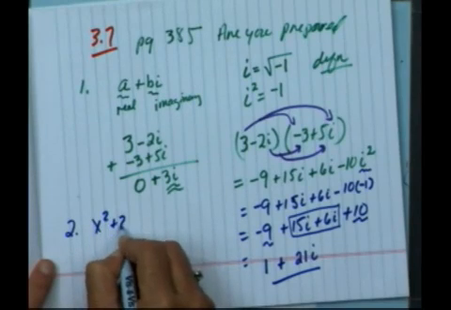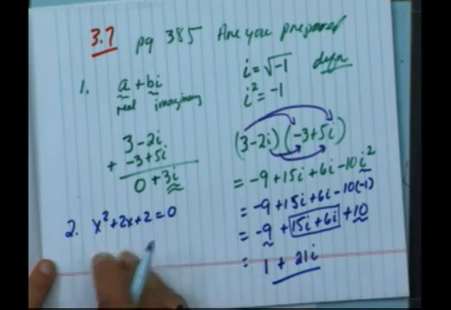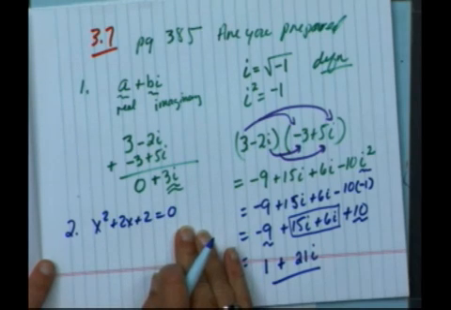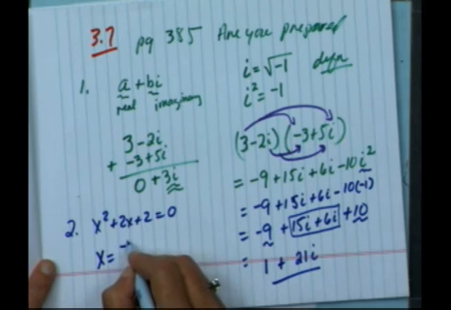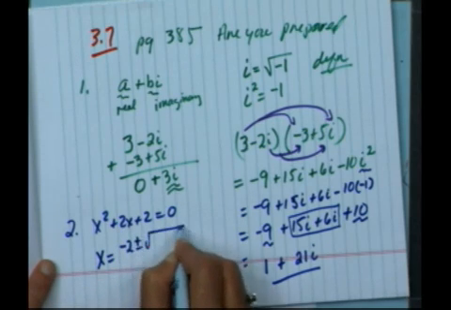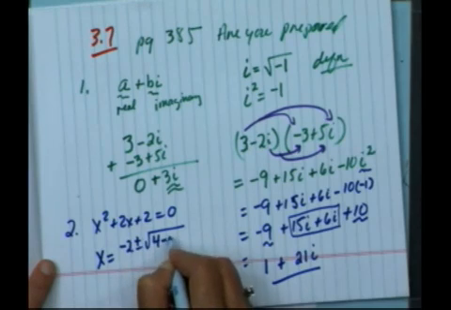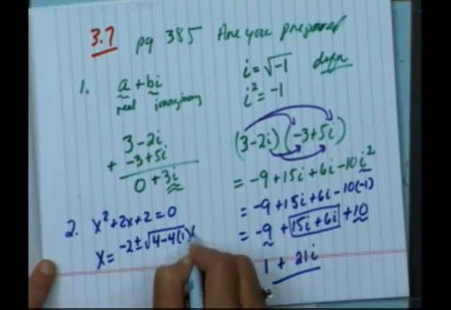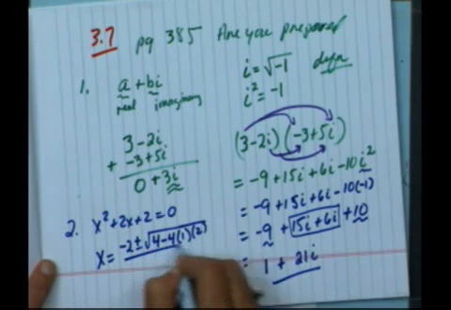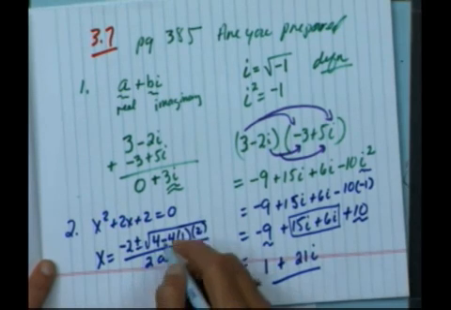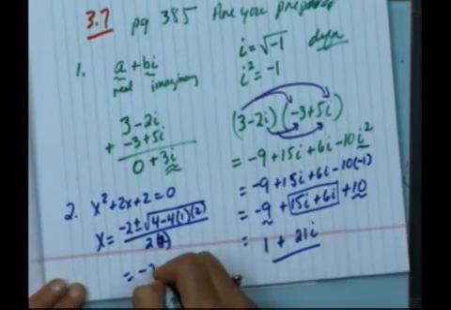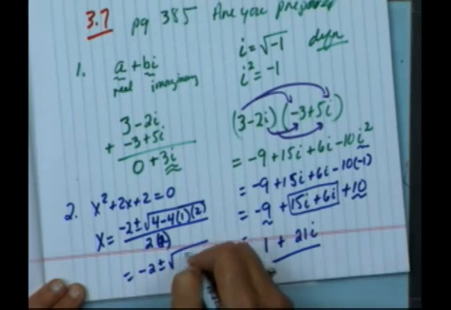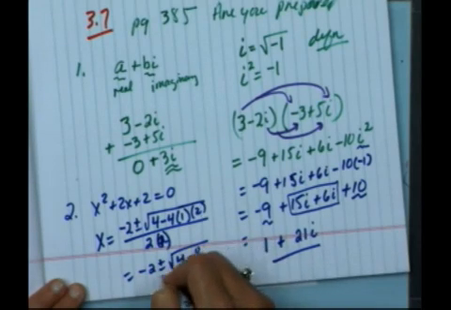x squared plus 2x plus 2 equals 0. You've got a quadratic equation. You couldn't factor it, so what did you do? Quadratic formula. Jump right on the quadratic formula. x is equal to negative b plus or minus the square root of b squared minus 4 times a times c, all over 2a. And a is 1. So we get negative 2 plus or minus the square root of 4 minus 8, over 2.